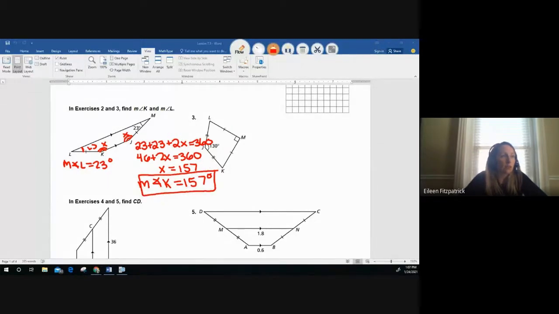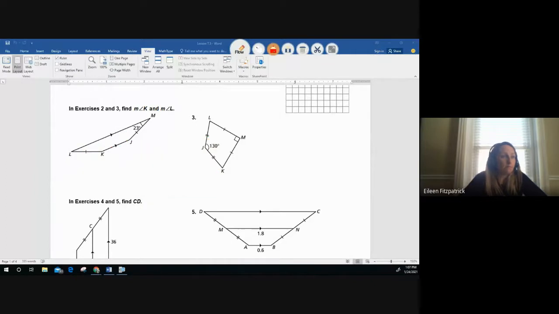Okay, let's try number 3. For number 3, it looks to be a kite, right? It's not a trapezoid. It definitely is a kite. And this angle is the one that's congruent to this angle. So the measurement of angle L is equal to the measurement of angle K.